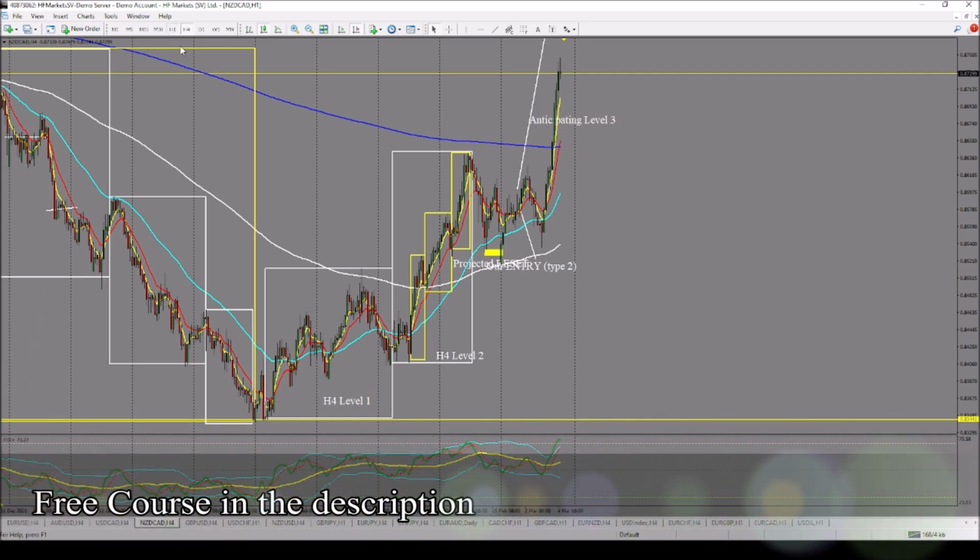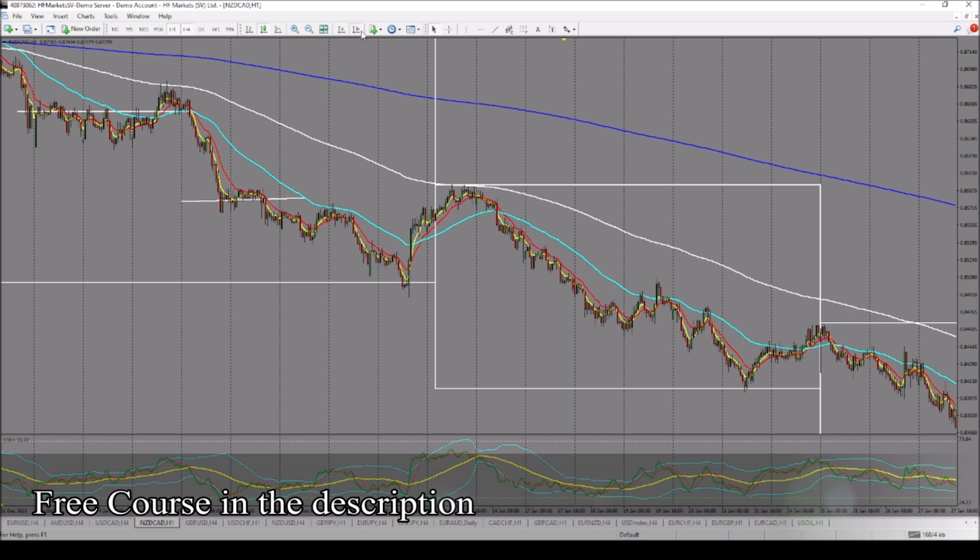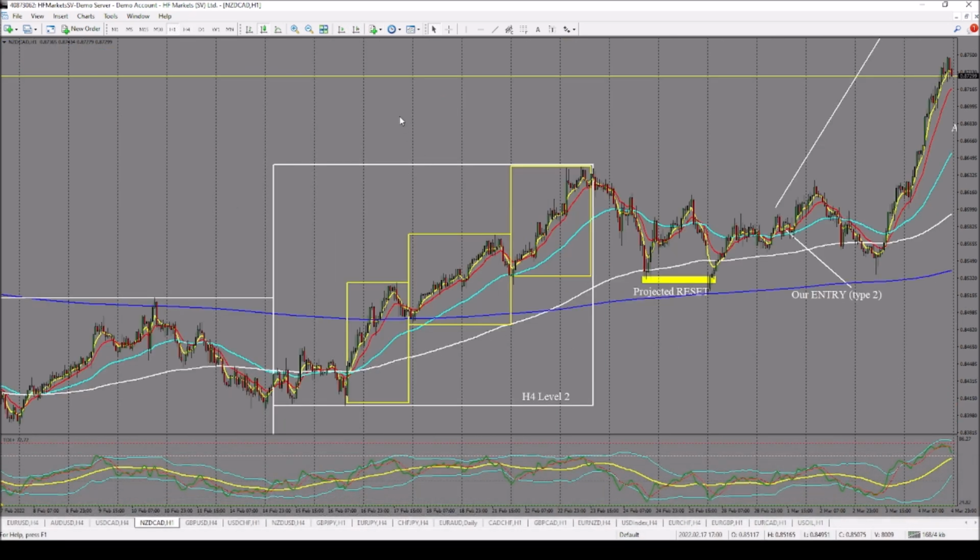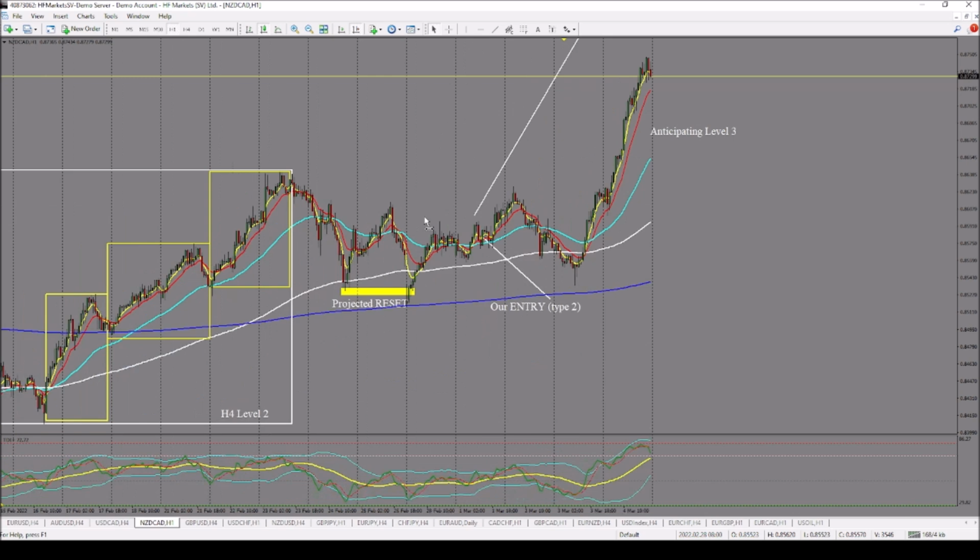So going on the H1 time frame, this is what we saw. We had this beautiful pattern, which was a projected reset, and it occurred on Monday, the day we had a gap, so we did not participate in this pattern. The following day is where we got a pattern, and from that pattern we can see that the market went into profit and we were happy.